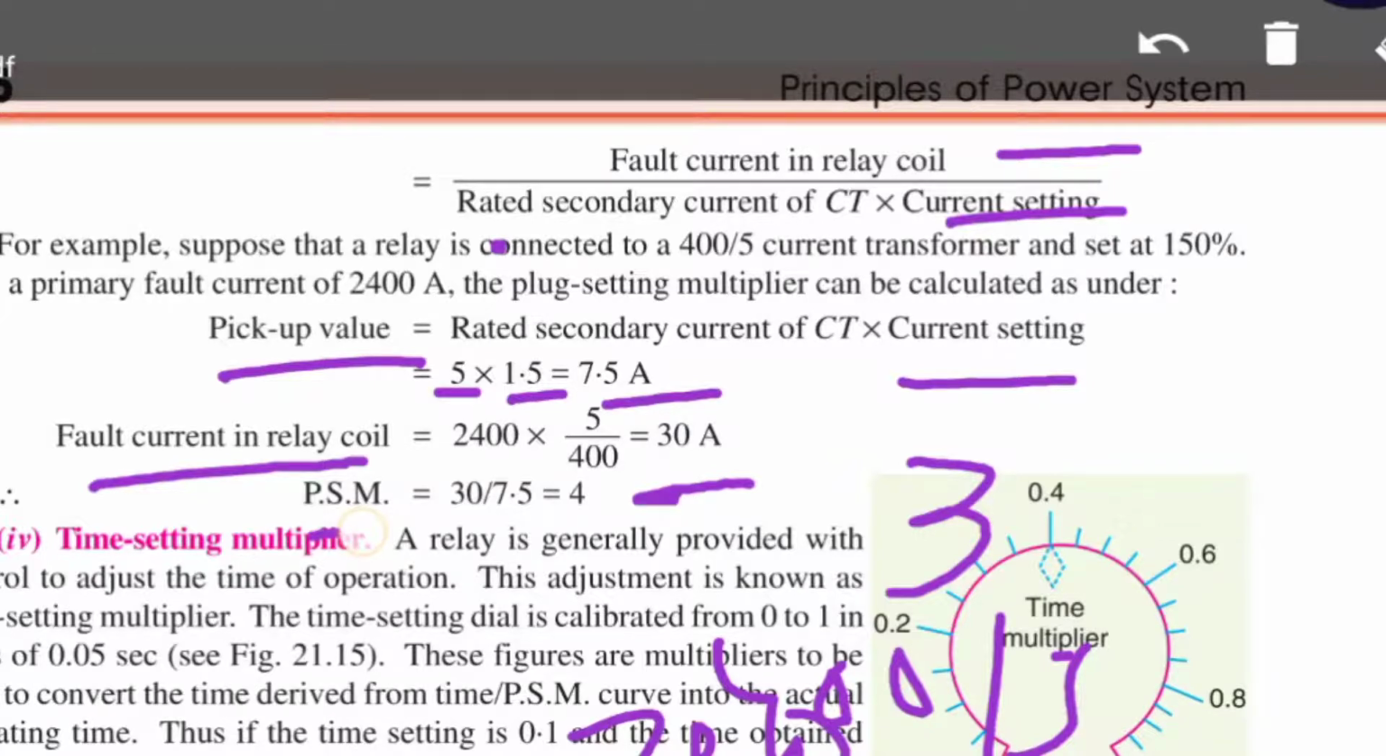Therefore plug setting multiplier is given by fault current in relay coil divided by pickup current. How to calculate the fault current in relay coil, that is important.